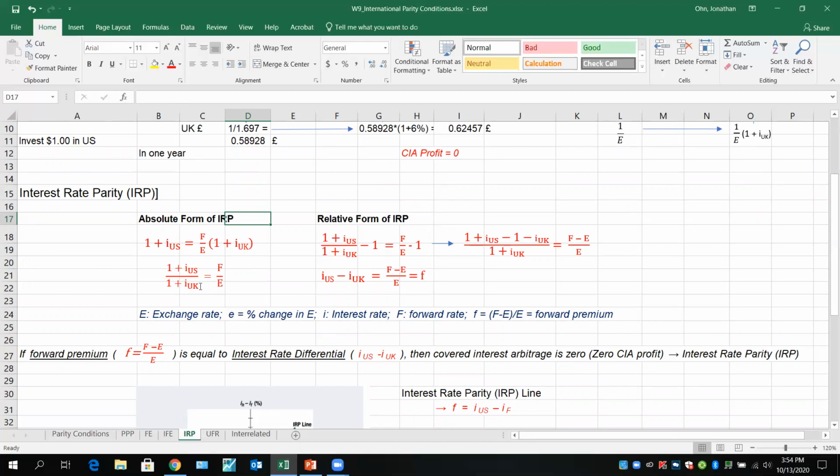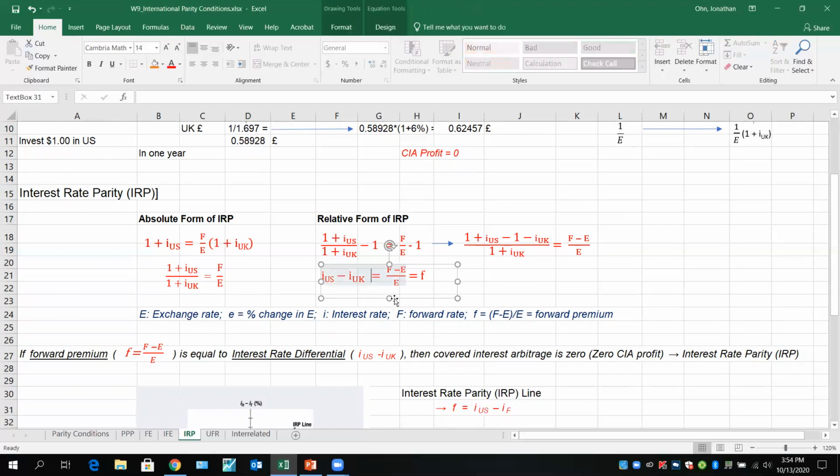both sides. I start with this one here, right? Then you end up with this. So the left-hand side is (i_US minus i_UK) over (1 plus i_UK). That's this one. And then this one is (F minus E) over E. Now, the practitioner's version is this one. This is approximate.